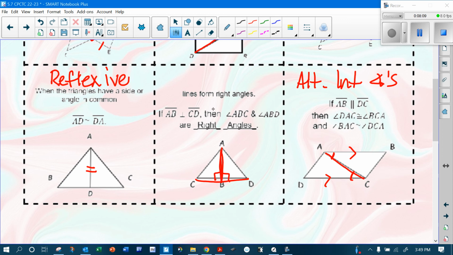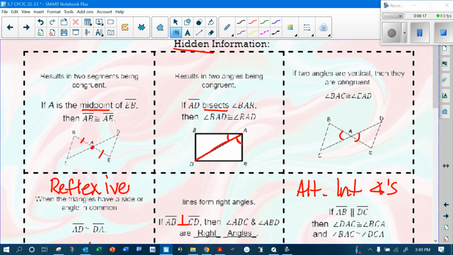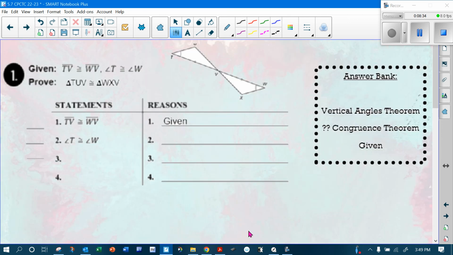When the angles are right angles, look for those perpendicular lines. Look for the reflexive property. Look for vertical angles. Look for the word bisects, angle bisector. Look for the word midpoint. Those are all things that are going to give you information that's automatically expected to know. All right, here we go.